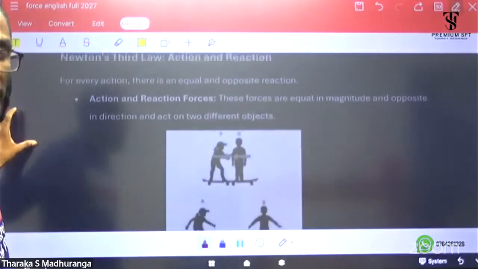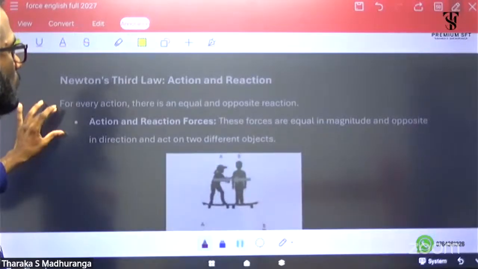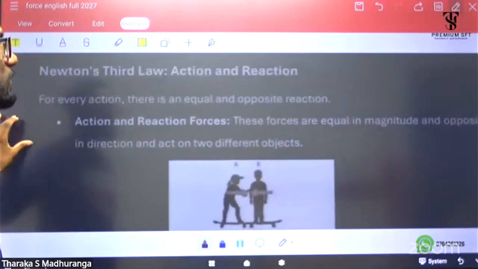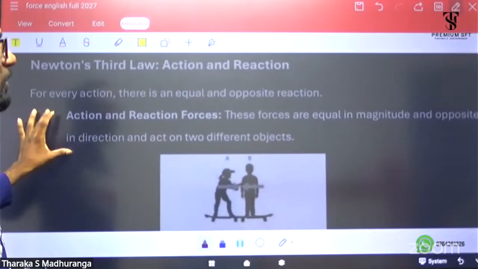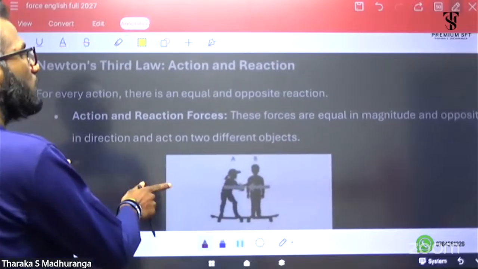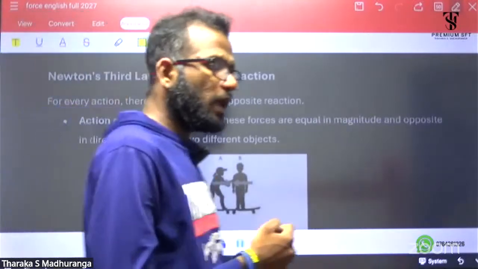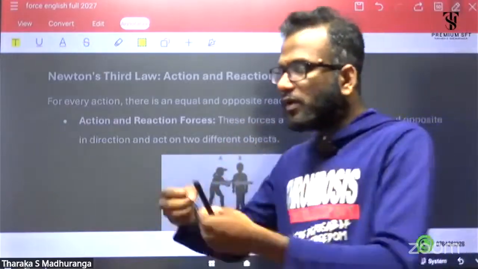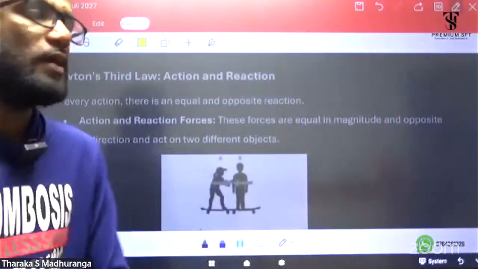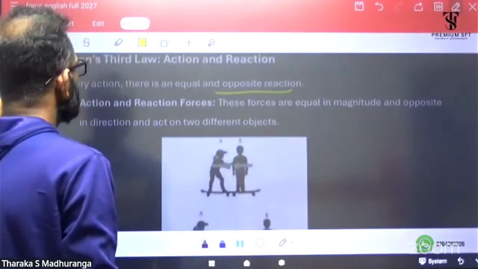Okay, this is the final one, Newton's third law. For every action there is a reaction of the same magnitude. This is a very simple theory: every action has a reaction of the same magnitude and opposite in direction.